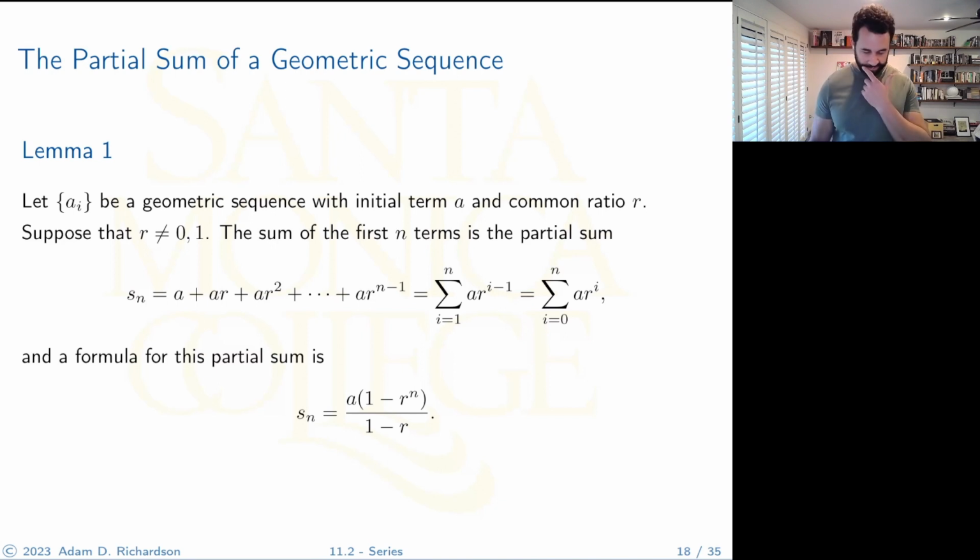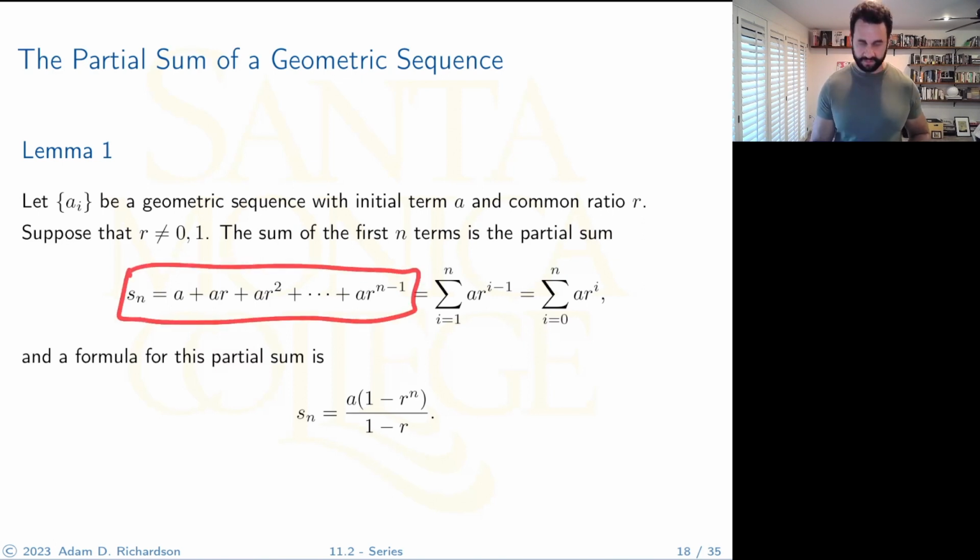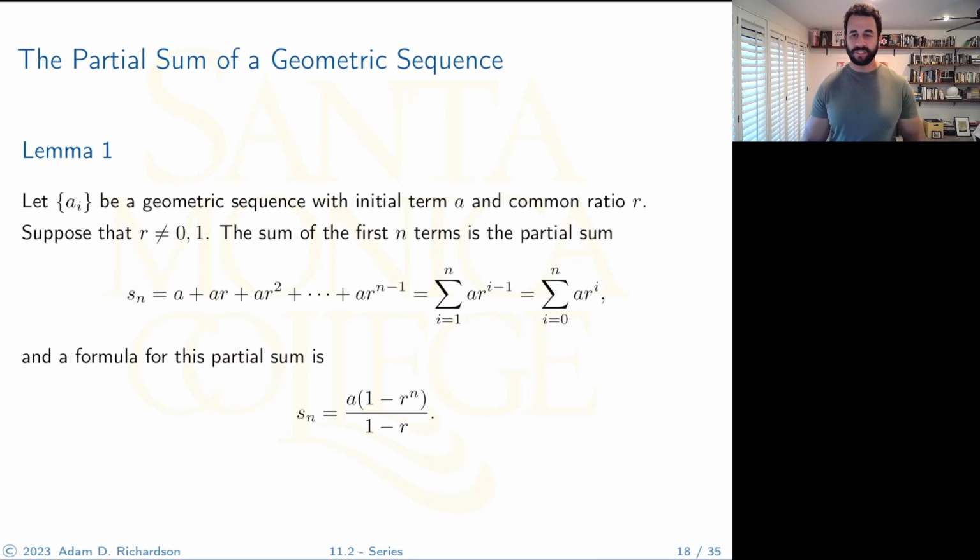So here's the setup. Let a sub i be a geometric sequence with initial term a and common ratio r. We're going to suppose that r is not equal to 0 or 1 in this case. Then the nth partial sum of this sequence is given by this formula right here. So if you chop off the series at n, this will be the form of the partial sum. And that's what we're going to prove right now.